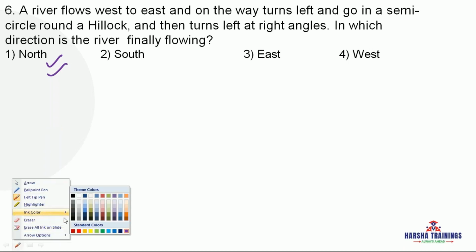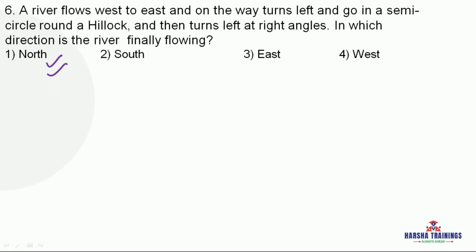Anyone? What is the answer? I think it is a simple problem, guys. A river flows west to east. This, for example, is the west direction, so west to east direction, right? Gautam again said east side. Very good, answer is east side. A river flows west to east direction, and on the way turns left. This is the left-hand side, and a semicircle. This is a hillock, for example, guys. So it forms a semicircle, and this is a right angle, 90 degrees. Again the river flows. In which direction?